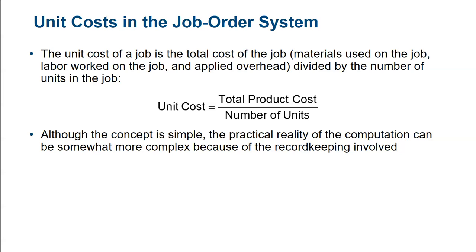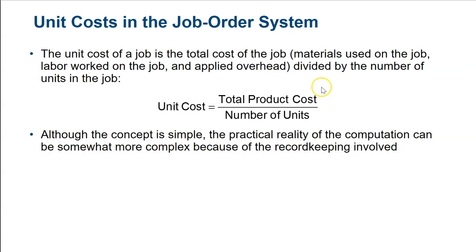So for the machining department, our predetermined rate for that department was machine hours, and then in the assembly department, our predetermined rate was direct labor hours. So that's actually harder than what we're going to talk about right now. When we talk about unit costs in a job order costing system, it's pretty simple. If we want to know what our unit cost is, we take our total product cost divided by the number of units.